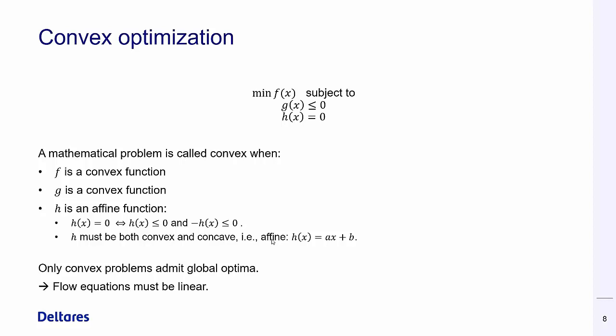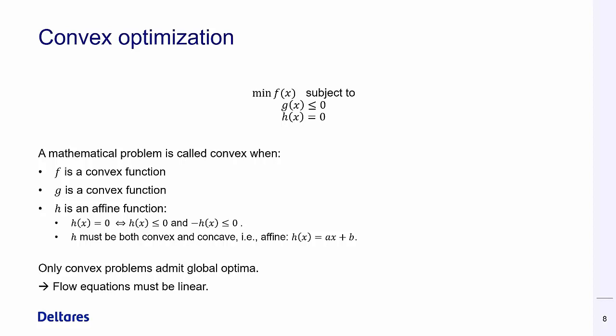It is affine, and this means that it must be formulated as a linear equation. So we have a requirement of a linear equation set, because only convex problems admit global optima. And for us here, this means that we must use linear flow equations. And this is physically not always possible. We can do that for reservoirs, but it can be more complex.